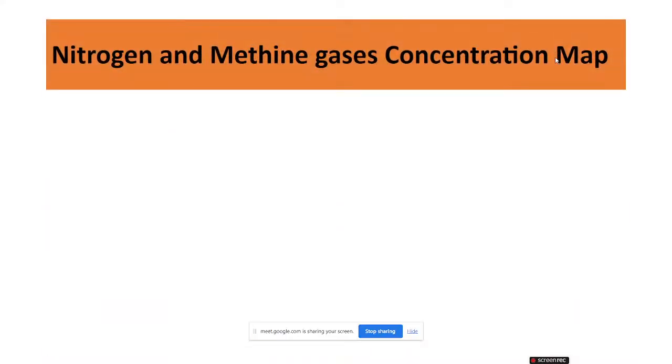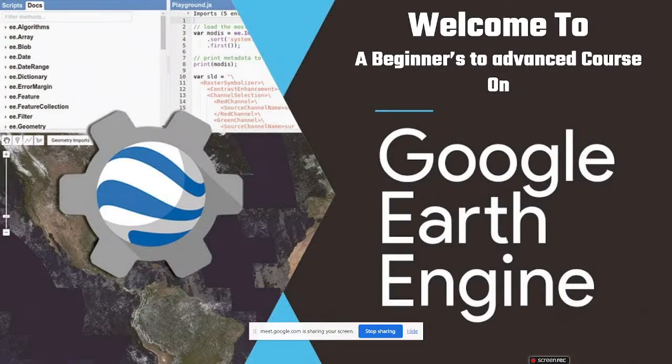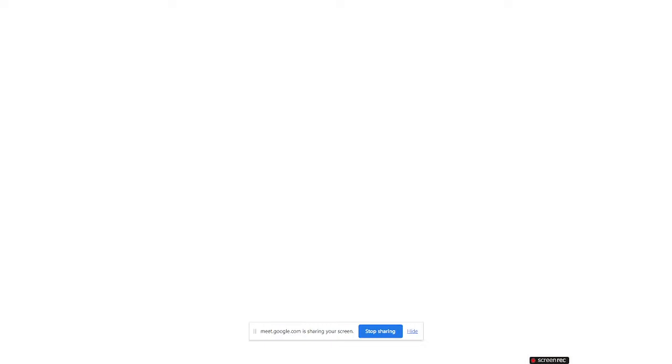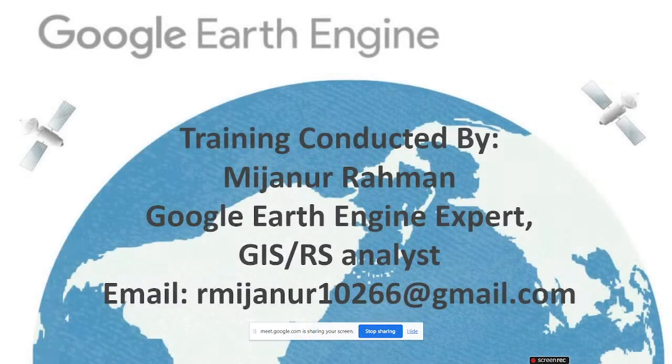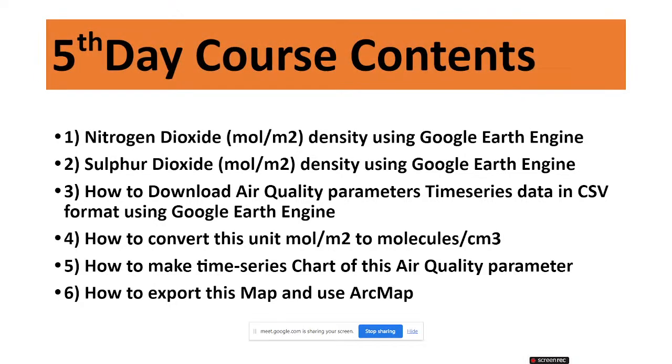So hi and welcome to the 7 days online training program on Google Earth Engine. Today is our fifth day, and I will discuss some parts of the air quality parameters. Mainly, how we can easily make different types of concentration maps such as nitrogen dioxide, sulfur dioxide, carbon monoxide, then also formaldehyde, aerosol. All of those gases are available in Sentinel-5. How can we easily make the concentration map?